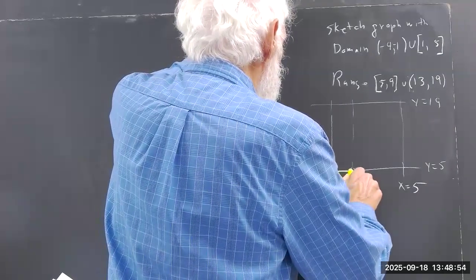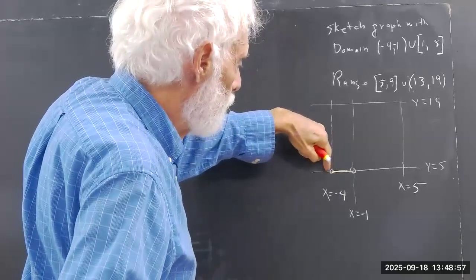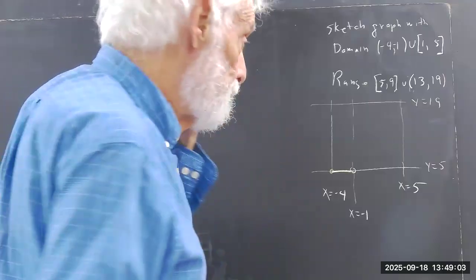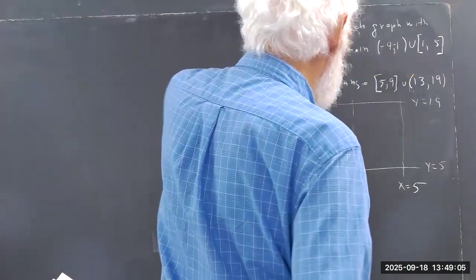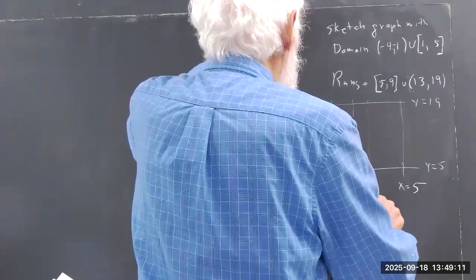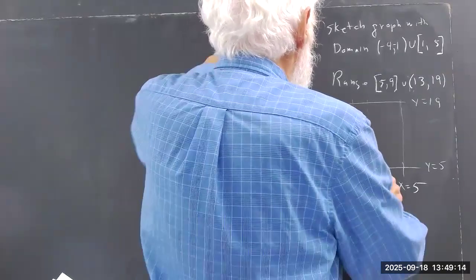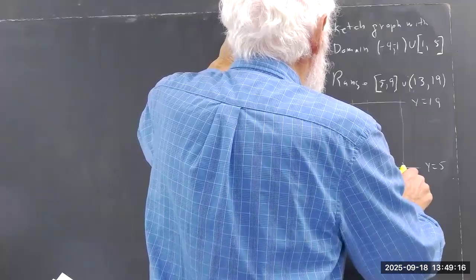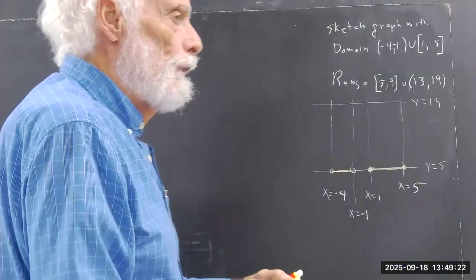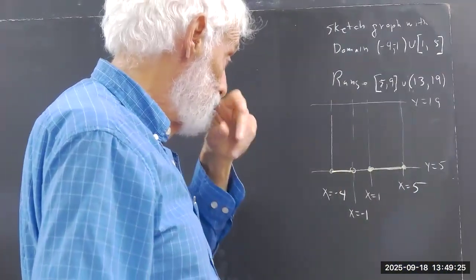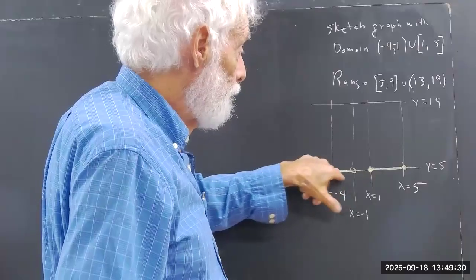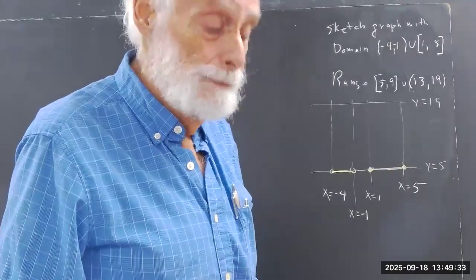It's going to do this. It's going to be an open interval from x equals -4 to x equals 1, right? And then a closed interval from x equals 1 to x equals 5. So this is an aid. I'm going to do those dots here. So we're going to have y values above every point on this interval and every point on this interval.